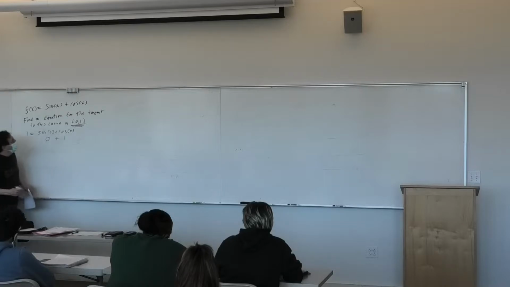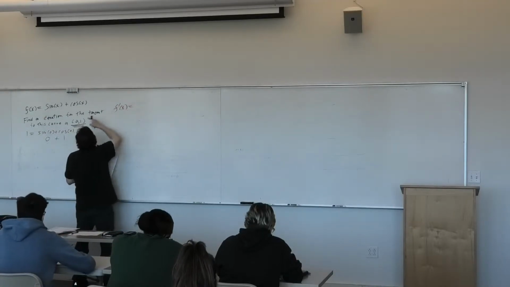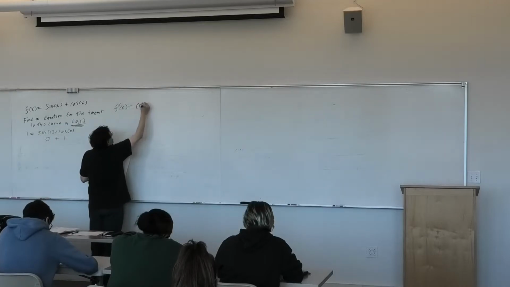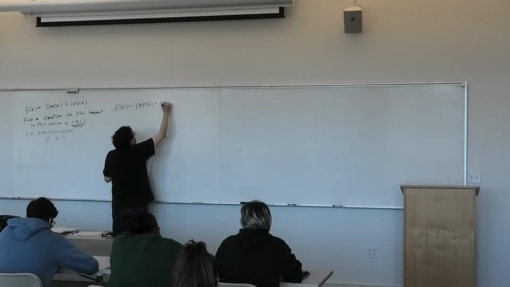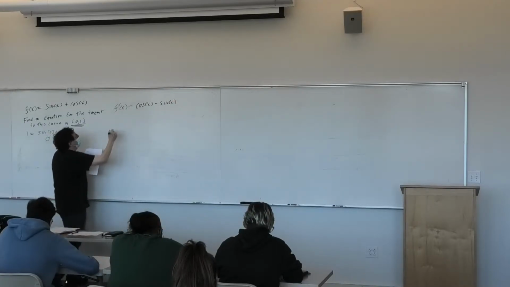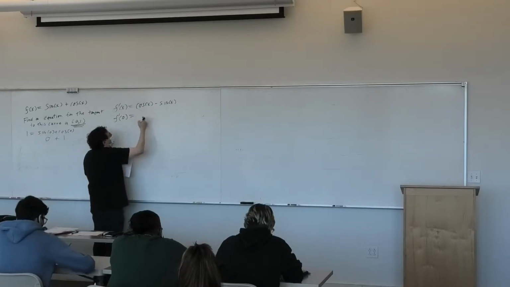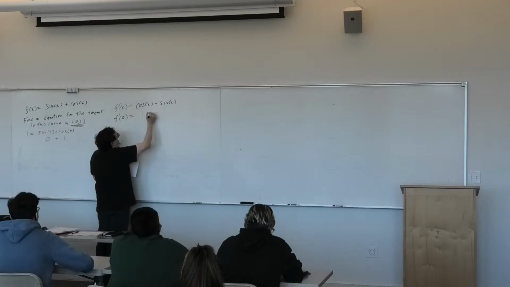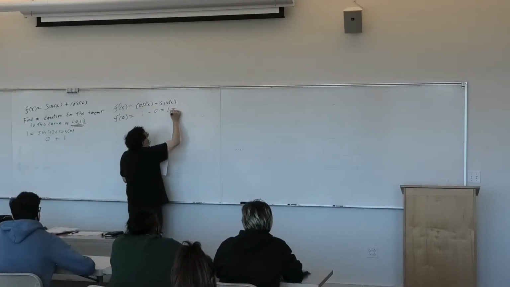Okay, so we want to find the derivative. The derivative of the sine is the cosine. The derivative of the cosine is the negative sine. And we want to find the derivative at 0. Cosine at 0 is 1. Sine is 0. So this is our slope.